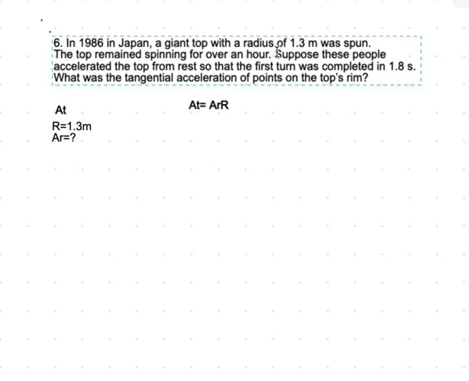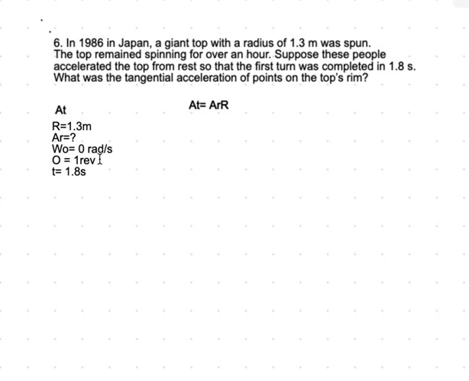So we're going to move on to the second sentence that says, suppose these people accelerated the top from rest. So we know at the beginning of the time period, the initial speed was 0 radians per second. And during that acceleration, it completed one turn in 1.8 seconds. So we also know the angular displacement of that same time period, and we know the amount of time that it occurred in. So angular displacement is 1 revolution, okay, and time is 1.8 seconds.